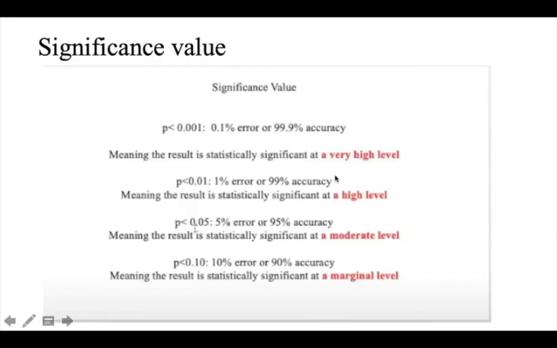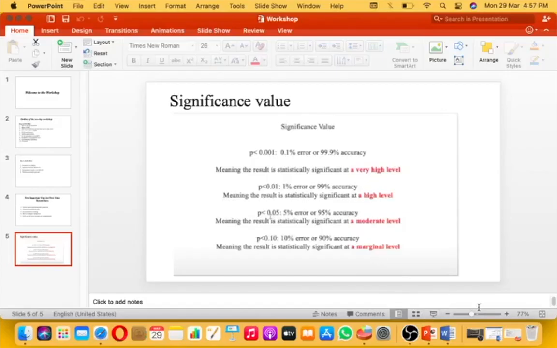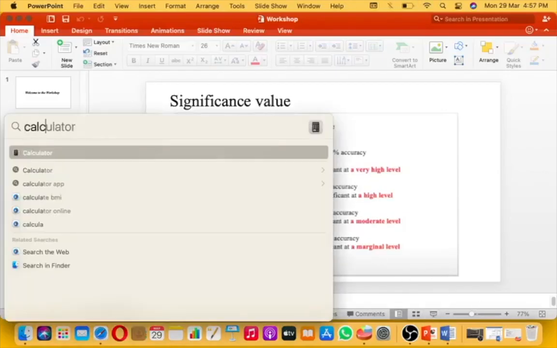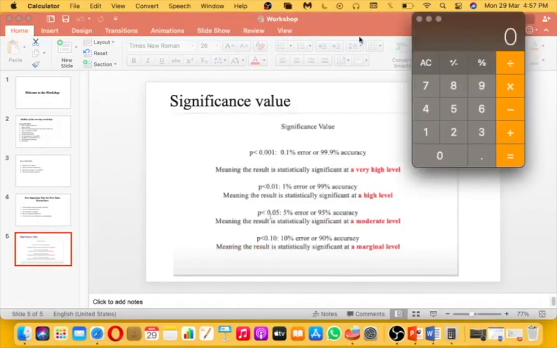Okay. So, if you take the calculator, I will show you how I am calculating this. Here you have 0.001, multiply that with 100 for getting the percent, you get 0.1% error. 0.1% error means 99.9% accuracy. It is very accurate, the result.